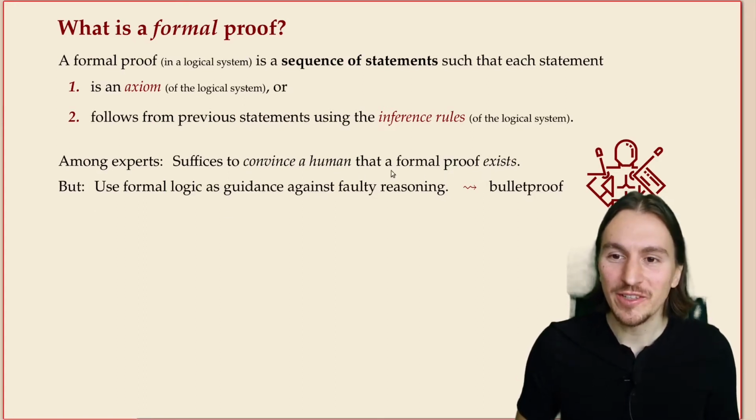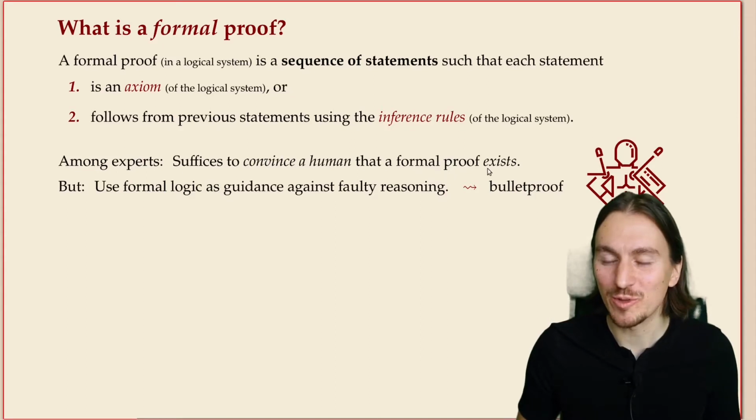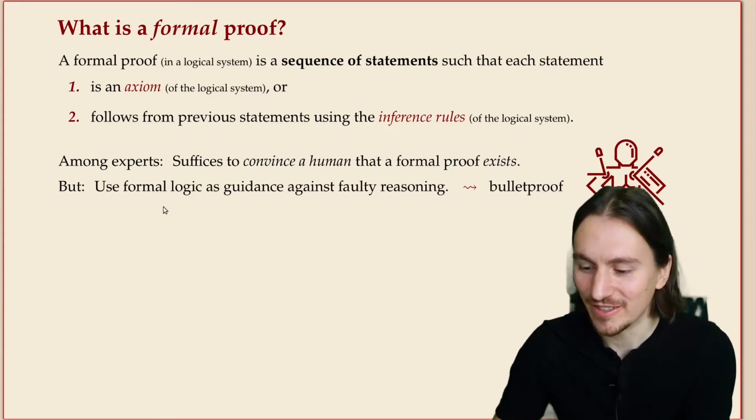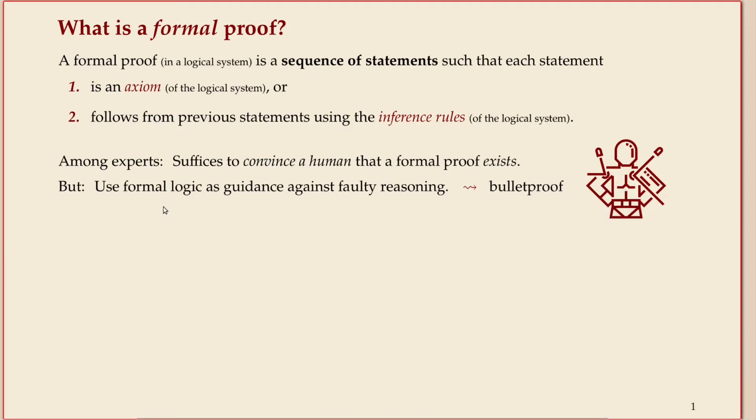Now, how can you be sure, how can you convince someone that this proof exists without writing it down? That's actually a bit tricky. Sometimes it seems like a proof exists, but it doesn't really exist. And so what you have to do is use formal logic as guidance against faulty reasoning, because that's something that easily happens, especially for beginners. So the easy way to convince someone that a formal proof exists is to write it down. And that's the only way to get bulletproof statements where you can absolutely be sure that it holds true.